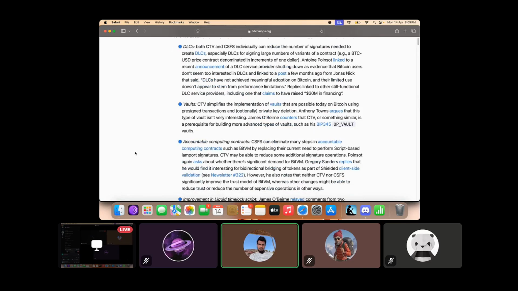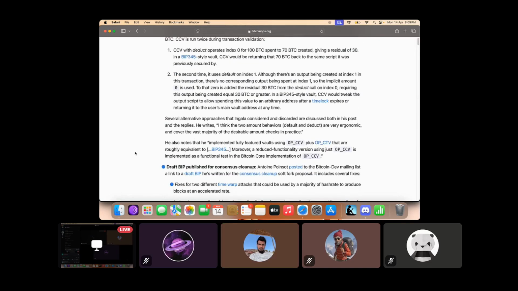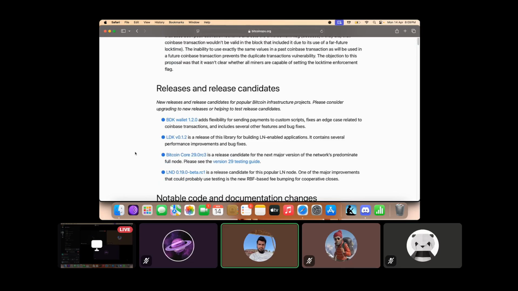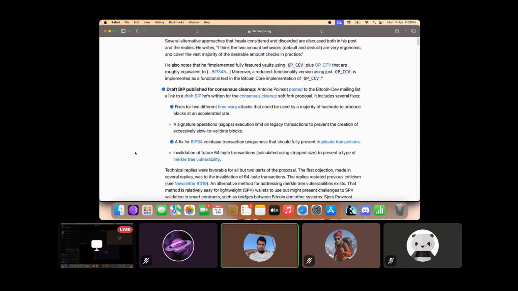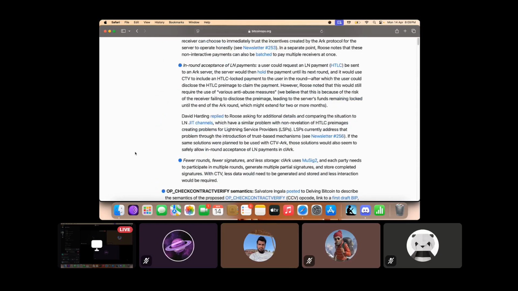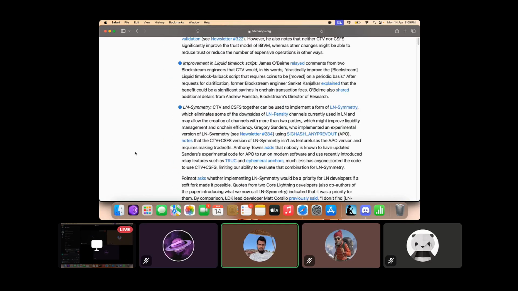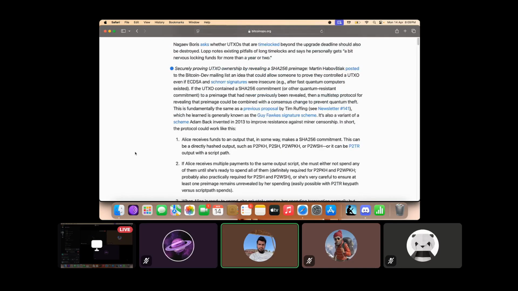And then what else do we have? Pretty lengthy. After that, we have the weekly featuring releases and release candidates, and we have the notable code and documentation changes. Now, primarily, this week's newsletter comprises the consensus change proposals, and I was just going through the newsletter.